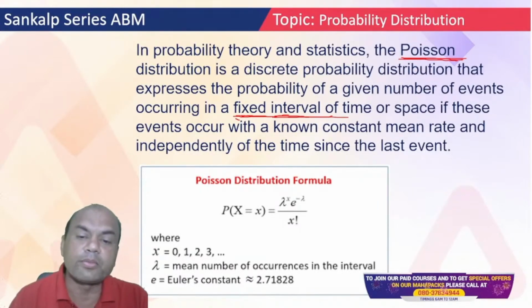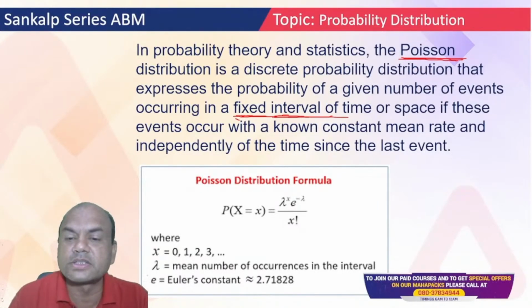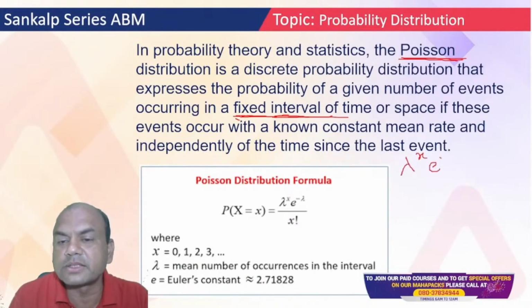What is the formula for the Poisson series? The formula for Poisson is this: lambda raised to x, or e raised to minus lambda, upon x factorial.